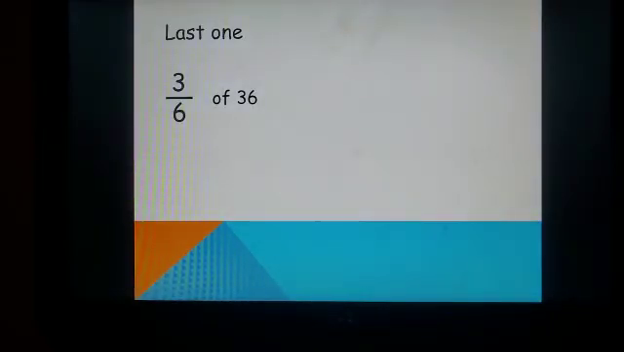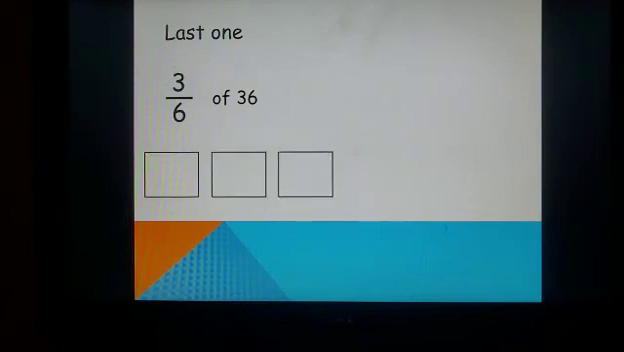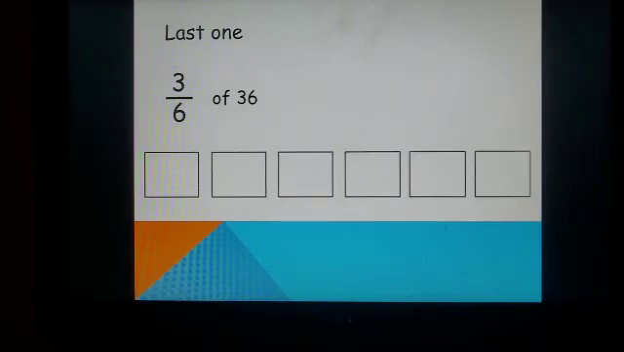Last one, guys. So in my question, it's 3/6 of 36. I know in this question I have 6 parts to make the whole, so I'm going to draw them out. And I need to find what 1/6 is to start off with. I do that by dividing my quantity by my denominator. 36 divided by 6 is 6. If 1/6 is 6, my remaining parts are also 6.